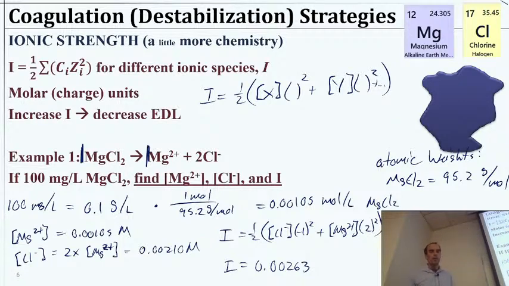Then we're going to have the magnesium with a +2 charge, squared that. So it'll be 1/2 times the chloride concentration plus 4 times the magnesium concentration. So if I did that in the calculator correctly, and you can correct me if I'm wrong here, that should be 0.00263.